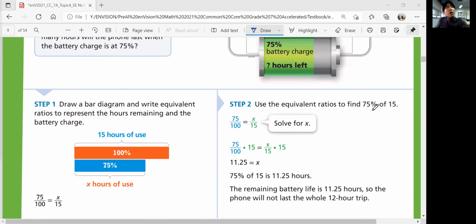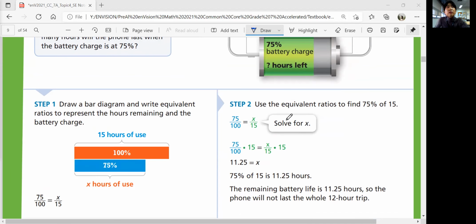Okay, we've done this before. So step 1, you're going to draw a bar diagram. You can draw a bar diagram to write equivalent ratios. So if this is 100% and that's your maximum hours, 15 hours, 75% should be X hours. Okay, and so write a proportion. 75 over 100 is equal to X over 15.